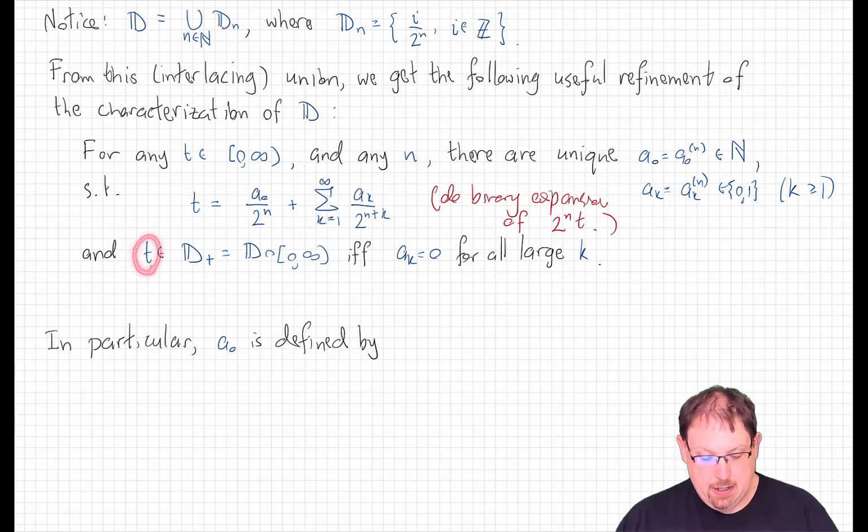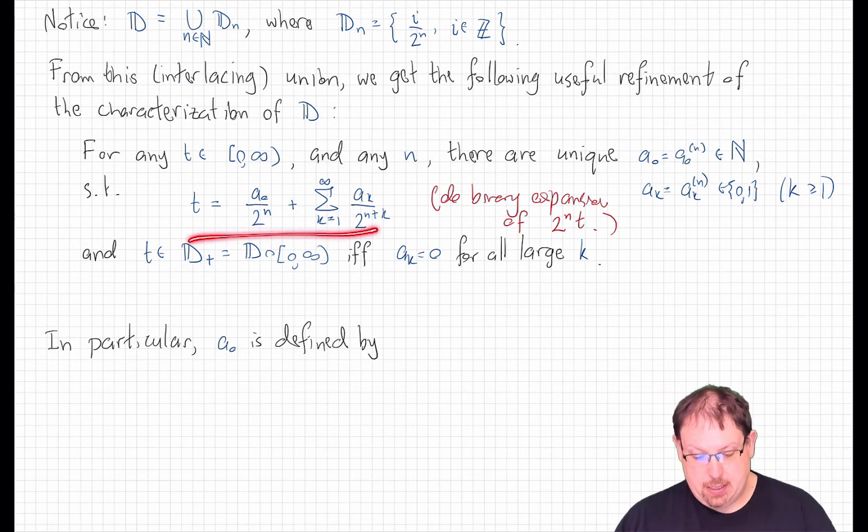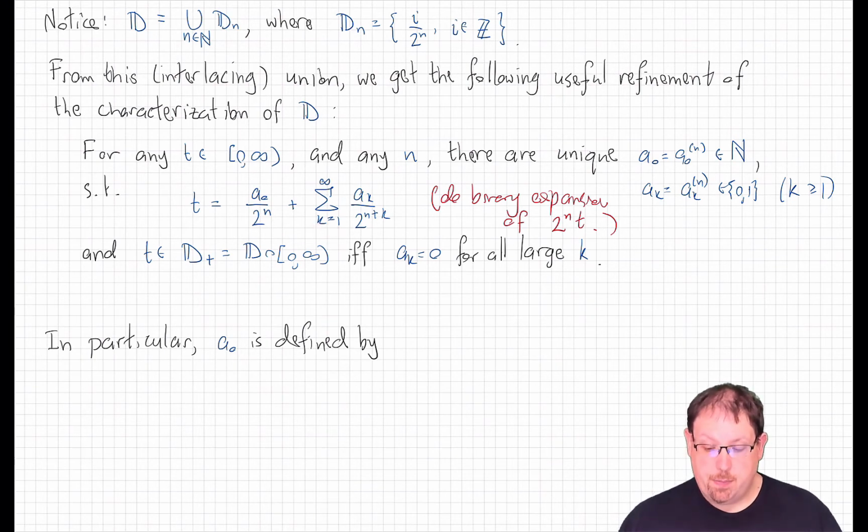T is a non-negative dyadic rational if and only if in this expansion we get finite termination at some stage, although it will be earlier in this indexing than we had in the previous one. Now, one reason to partition things this way is that we really do have a partition.